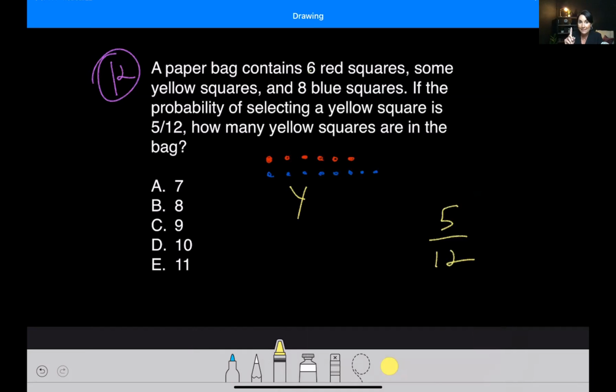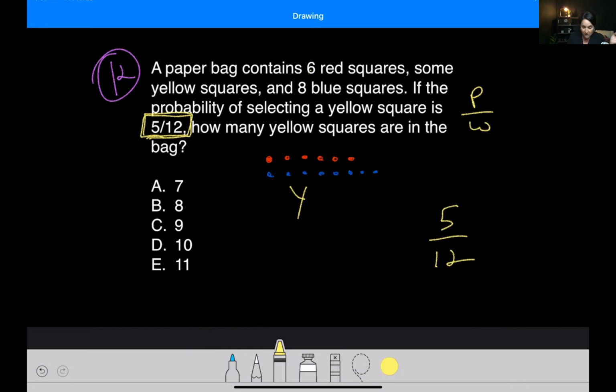Now, let's take a look. This probability has been reduced because remember, probability is part over whole, or your pick out of the total, right? If you've got 30 things in a bucket and 10 of them are green, what's the probability of picking a green item? It would be 10 out of 30 because you have 10 chances to pick out of a total of 30. In this case, 5/12 is what my probability of picking a yellow is.